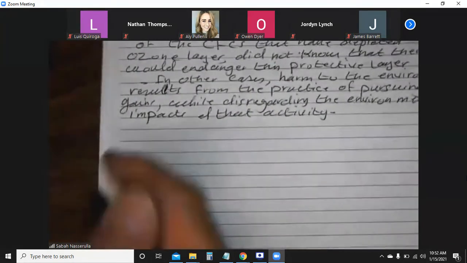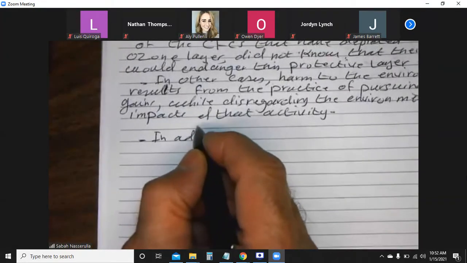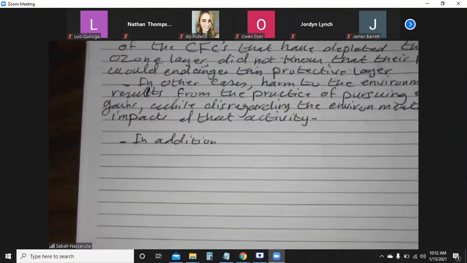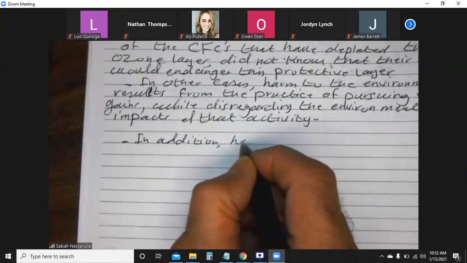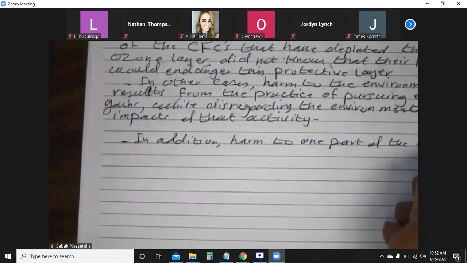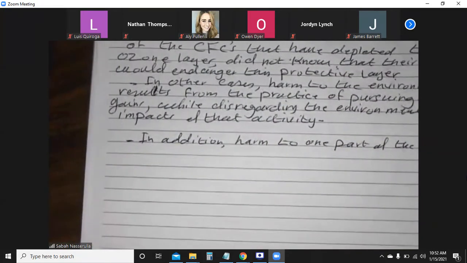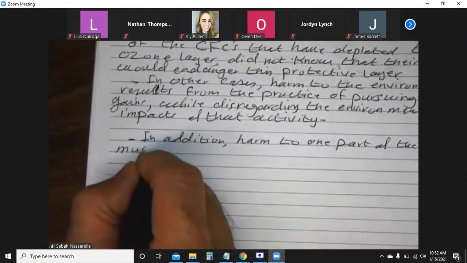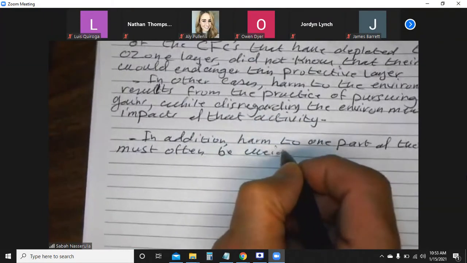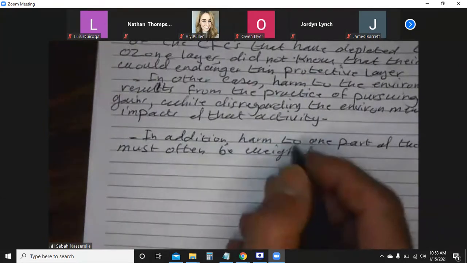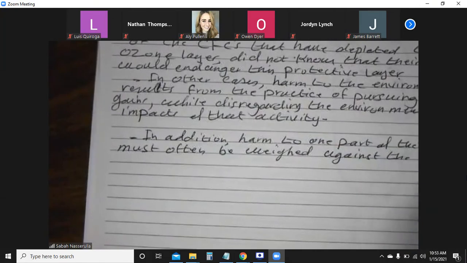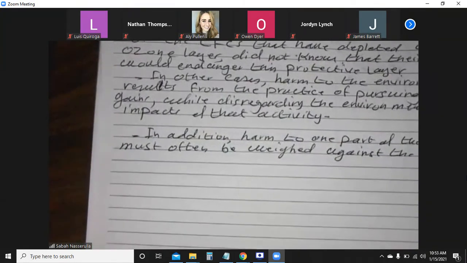In addition, harm to one part of the environment must often be weighed, which means to balance it, against the benefit or benefits, in this case, to another part of the environment.